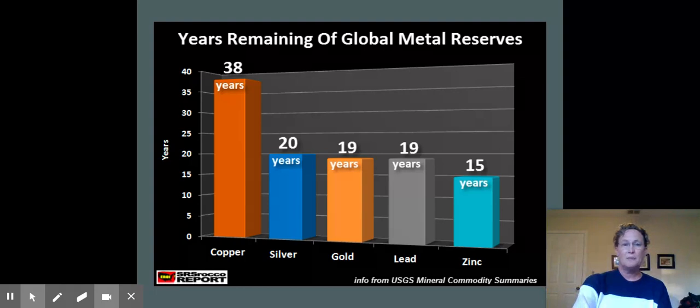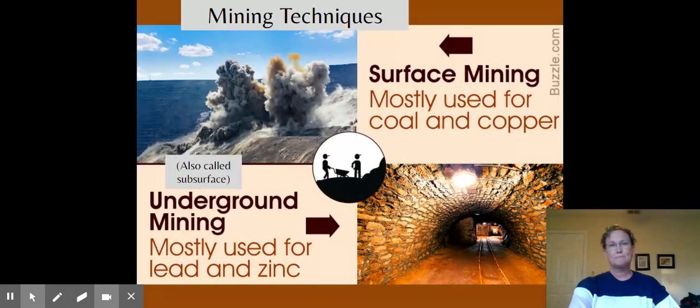So not much. We are running out of metals and we're using them up. So finding out ways to recycle and recover metals is actually a really great way to extend our reserves.